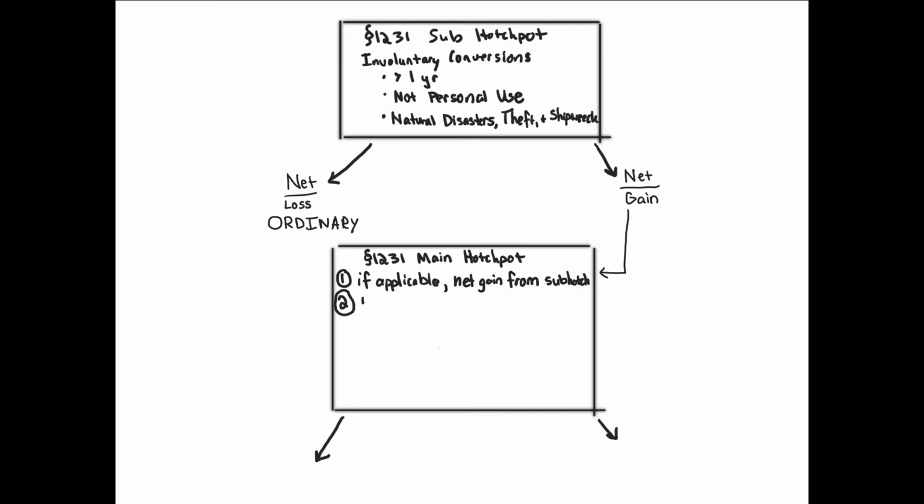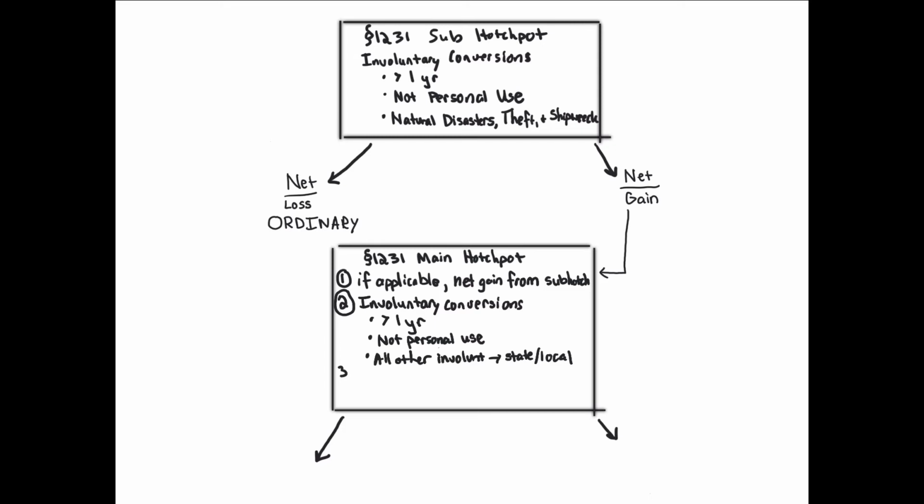The second item comes from involuntary conversions. And here are the specific rules that apply. Have to hold the property for more than 1 year. Cannot be personal use. And then it's all other involuntary conversions, not from the sub-Hodge Pot. So really we're talking about the state and local government stuff, like eminent domain, seizure, requisition, condemnation, those ones. Those go directly into the main Hodge Pot.